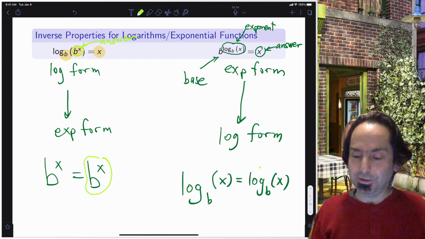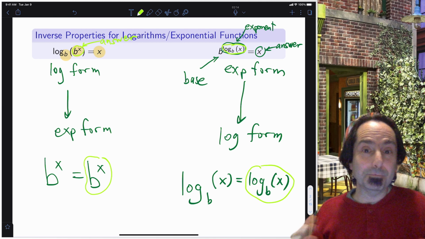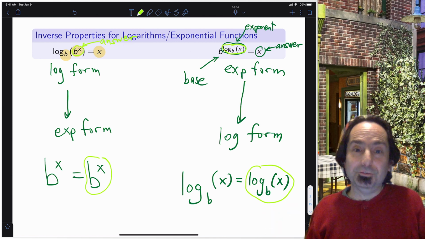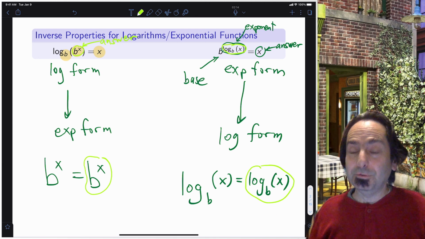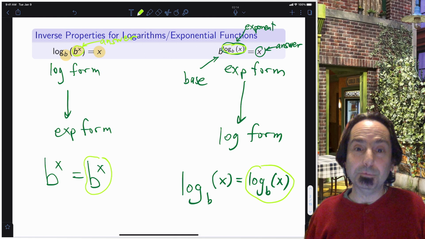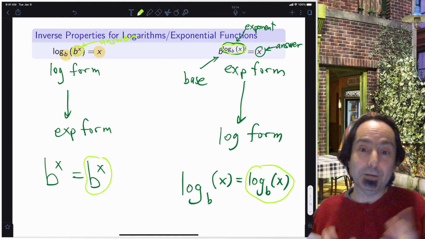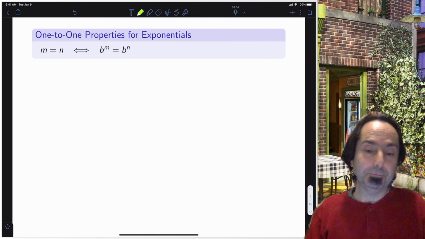That looks so obvious here in log form, but when we put it into exponential form, it looks like it's saying something different, but it's not. It's just obviously true in log form, but it seems something deep and significant in exponential form. And I guess it is. It's just the relationship between a function and its inverse function. Let's go to the next one.